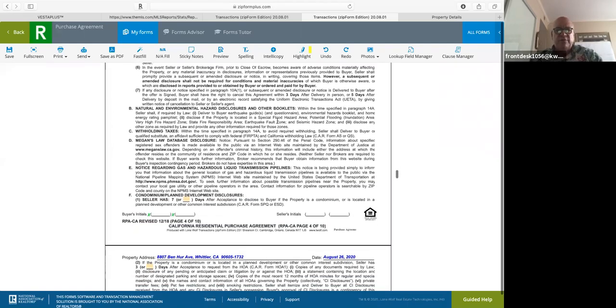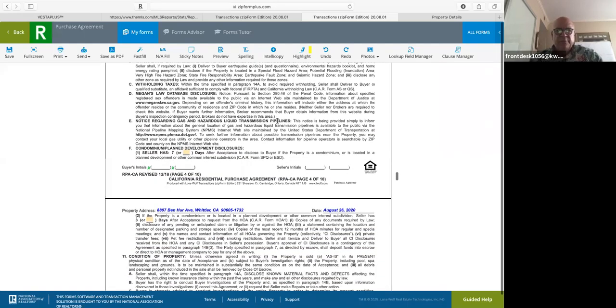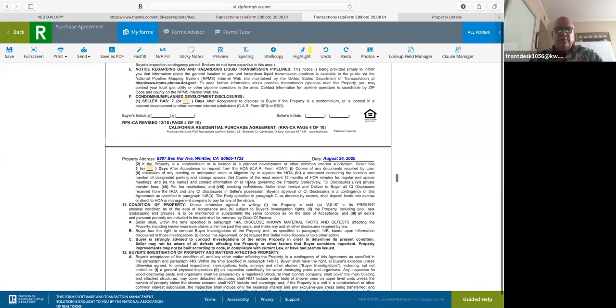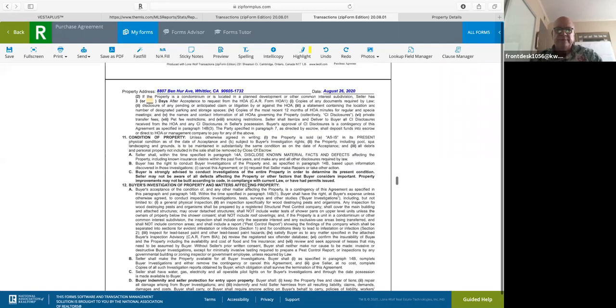You can see as we go through the form, it's pretty much plug and play. You can see the boxes that you need to fill in. And I'm really gearing this more to new agents to let you know.